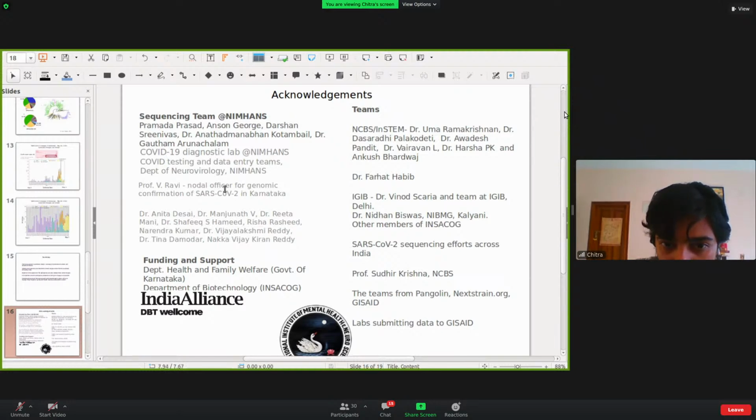Ravi is now the nodal officer for genomic confirmation of SARS-CoV-2. So we work with the government quite a lot, both to provide them with information as well as getting information that we can combine with sequencing data. A lot of the network analysis that I showed you was done by Farad, who's a data scientist at InMobi, but helped us with this.